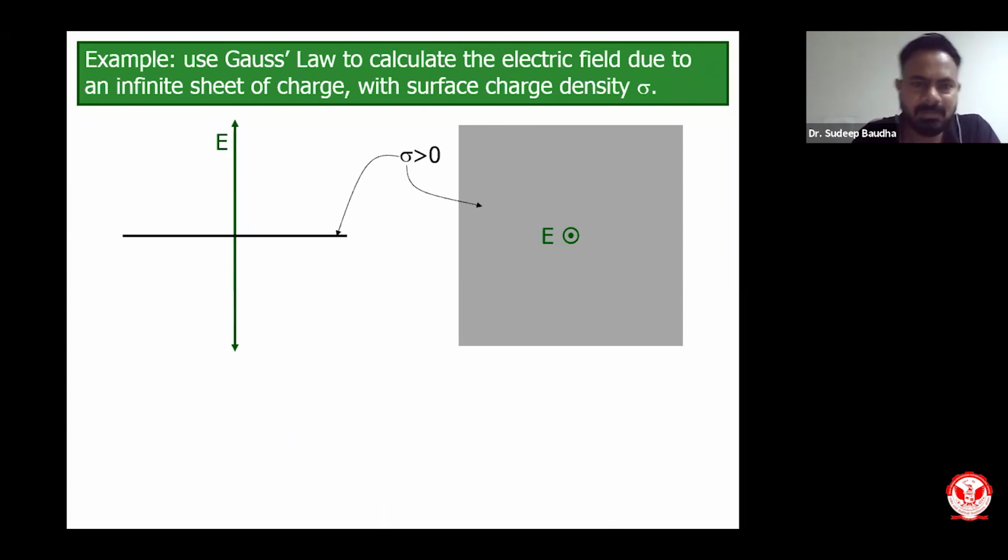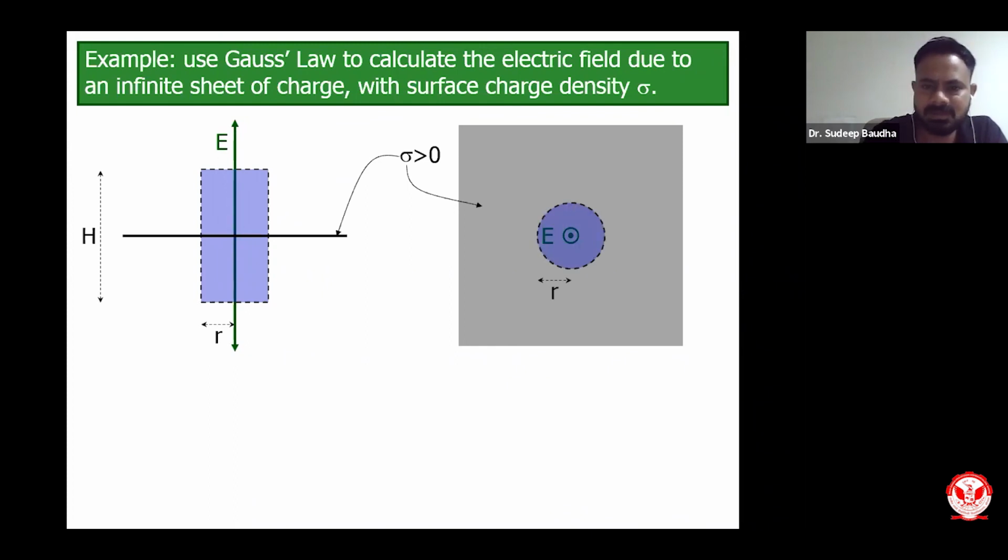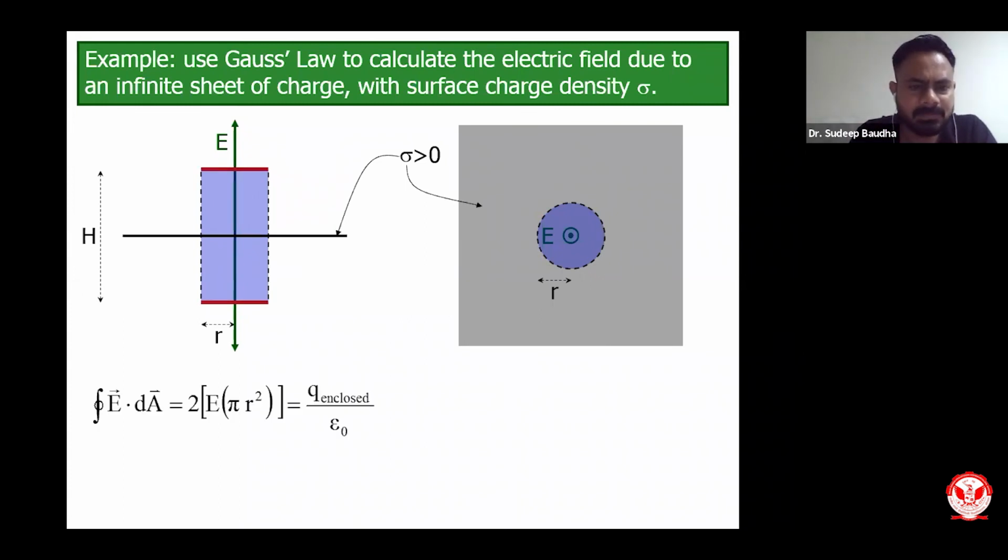So this is the diagram. The electric field is perpendicular to the sheet. The pillbox has a height h. It has two discs, with radius r. You can see this is now the case. If I see it from the top view or side view, it will look something like this. R is the radius. It has two caps.